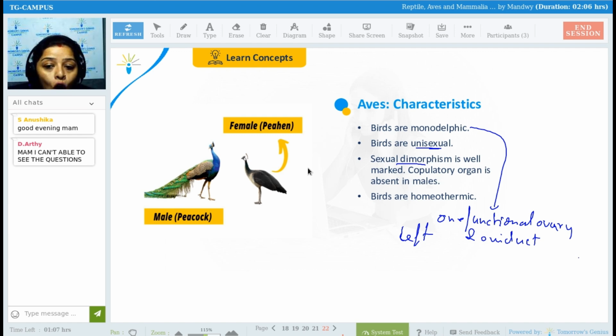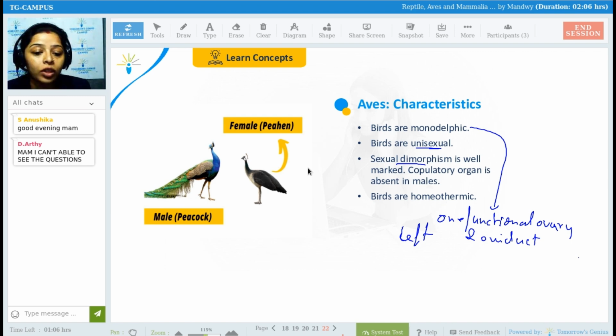In the male body, the copulatory organ is absent. So how will they release the male gamete? Through the cloaca only. They release it directly from the cloacal aperture onto the reproductive tract of the female body.